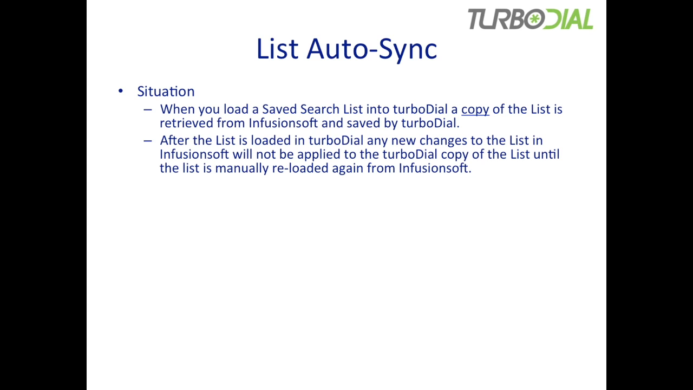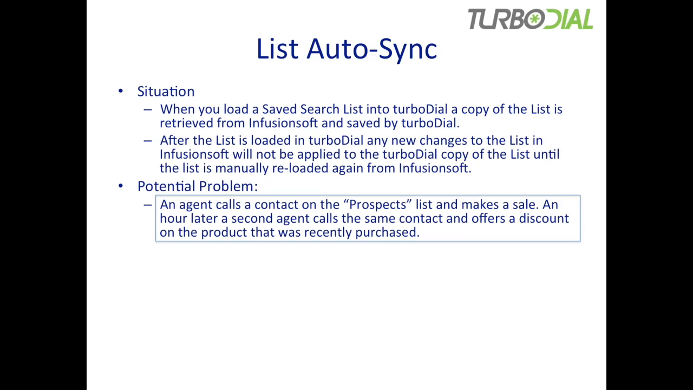Here's the situation. When you load a saved search list into turboDial, a copy of that list is retrieved from Infusionsoft and saved by turboDial. So now you have two copies. You have a copy in Infusionsoft, that's the original copy, and then you have a copy over in turboDial. After the list is loaded in turboDial, any new changes to the list in Infusionsoft will not be applied to the turboDial copy of the list until the list is manually reloaded again from Infusionsoft. So your lists now are starting to diverge. Changes are continuing to happen in Infusionsoft, but those changes aren't coming over to the turboDial side. So that starts to create some possible problems.